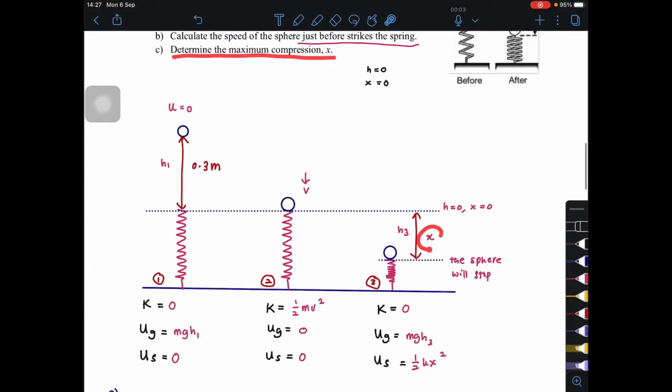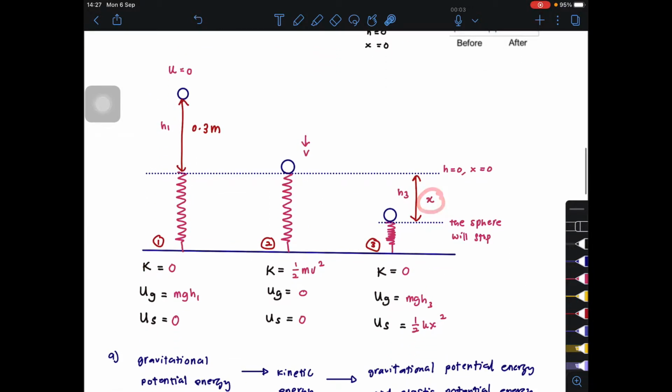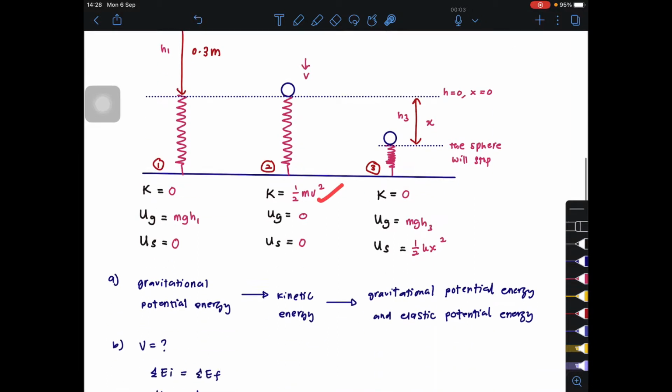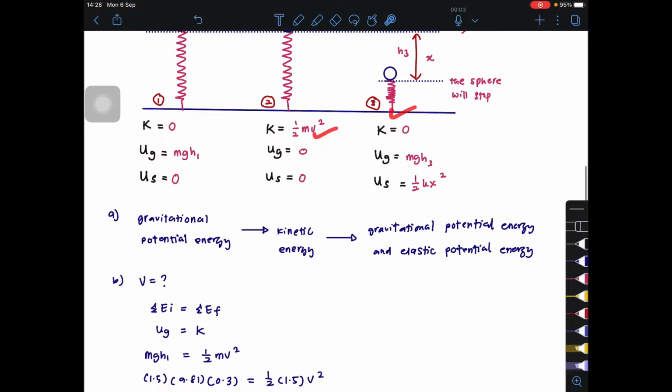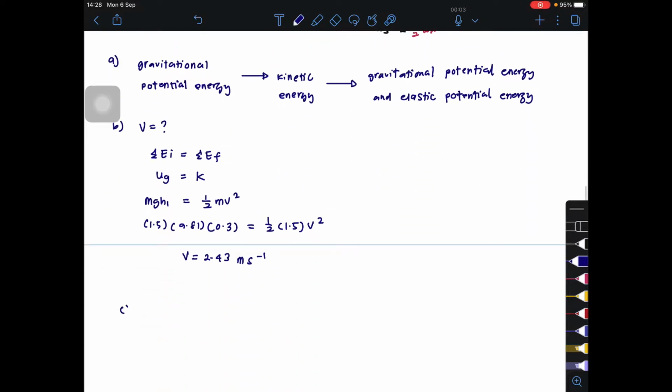Now question C, we want to determine the maximum compression of X. This value for X here. So kalau kita pilih value of X, so this one obviously will be the final. So which one will be the initial? Any of this position lah, this one or this one sama saja, since hanya satu energy yang terlibat. So dua-dua pun akan sama. So now Miss akan pilih this one. Okay, so Miss akan pilih this one as the initial, this one as the final. So we want to find X.